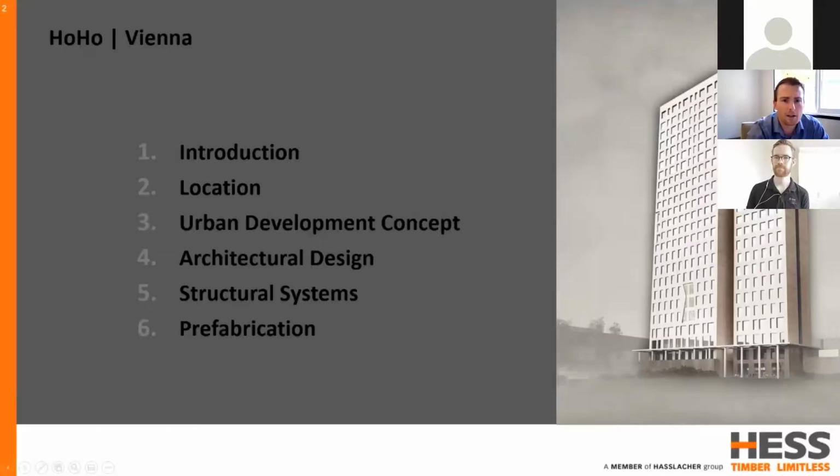Firstly, I'd like to outline the program for today. I'll be firstly introducing the development of HoHo itself, the team and the key stakeholders or suppliers of the project. Then I'll move on to the location and the setting within what they refer to as the urban development where HoHo is located, before then explaining both the architectural and structural designs or systems. And then lastly, I'll go through some of the prefabricated technologies that were used in the construction of HoHo, before then taking some questions at the end.